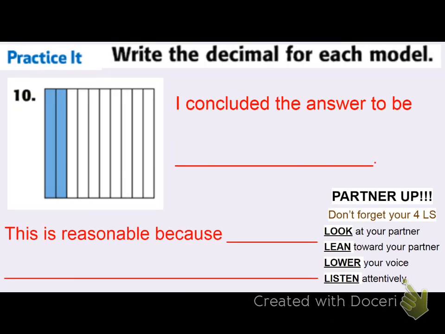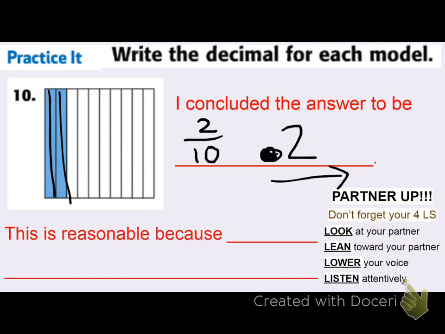All right, we're still in practice it. We're on problem 10 now. It says write the decimal for each model. So this is different. The model is done for you. Step 1 is done. Shade the model. Well, they did that. We now have to tell the decimal. Well, I can see that there's 2 shaded in the model. 2 out of 10. I can write that as a decimal as a 2 in the tenths place. Here's my barrier, my decimal. It's going to be on this side, and the 2 is in the tenths place. All 3 of these are equivalent, 2 tenths, 2 tenths, and 2 tenths. So I know my answer is reasonable.